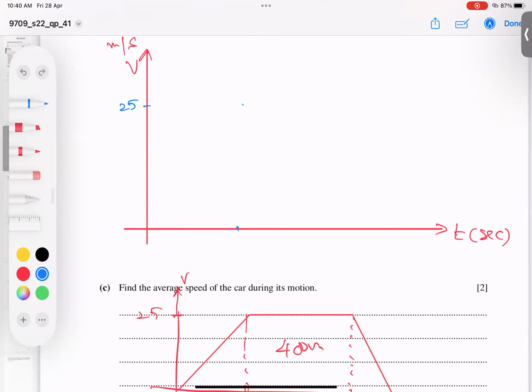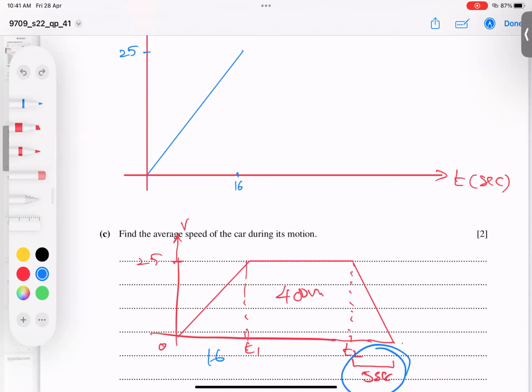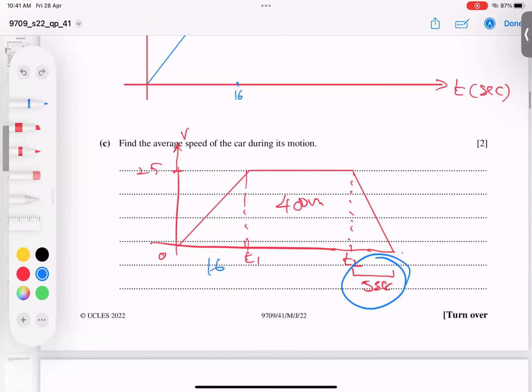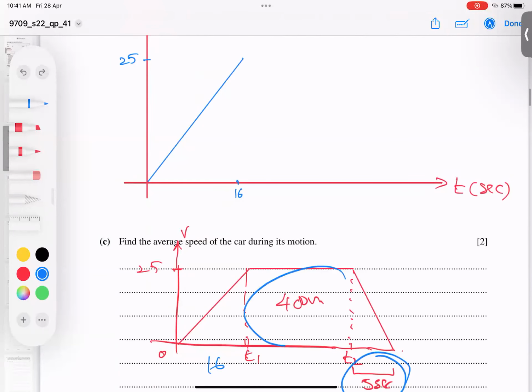The 16 I got, so time 1 is becoming 16. So this is 16 seconds, I write 16 here. It means this timing is 16. And then he moved for 5 seconds. But the problem is that I must know this time, and I can work it out. Look here, this distance I know, speed I know.